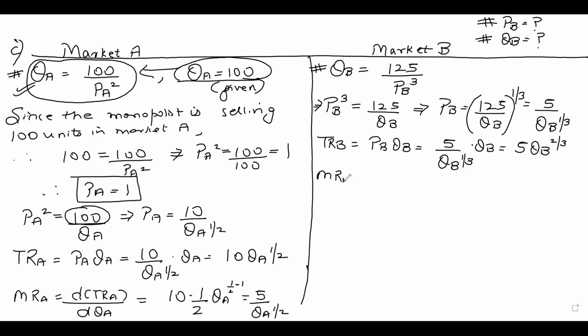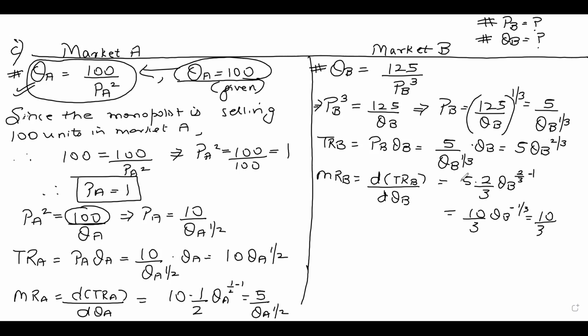So now what will my marginal revenue in market B be? If I differentiate total revenue in market B with respect to quantity in market B, I get 5 times 2 by 3 QB to the power 2 by 3 minus 1, which is 10 by 3 QB to the power minus 1 by 3, which I can write as 10 by 3 QB to the power 1 by 3. This is my marginal revenue in market B.